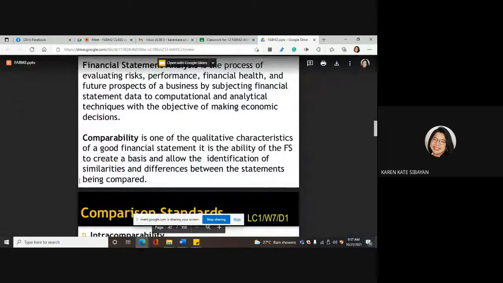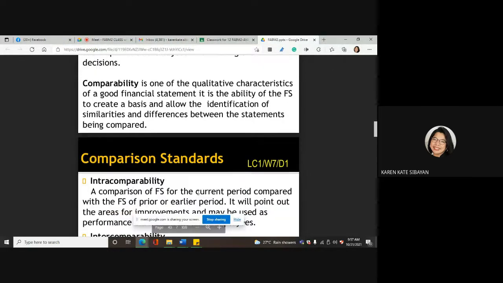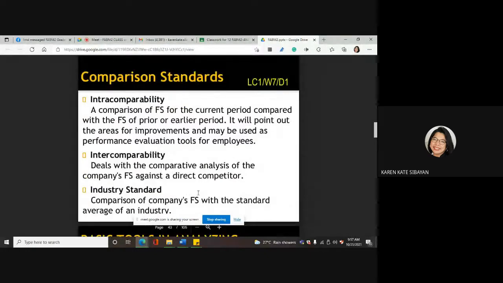So, it is also used to compare. Kung hindi man sa sarili mong business, you can compare it to other businesses na nakapost yung kanilang financial statements. Okay? So, we also have what we call comparison standards. Intracomparability, a comparison of financial statements for the current period compared with the FS of a prior or earlier period. So, for example, business owner ka, may 2020 kang financial statements. Kunwari, tapos na ang 2021. Kukumpara mo naman ngayon yung current mo. Kumusta ba?